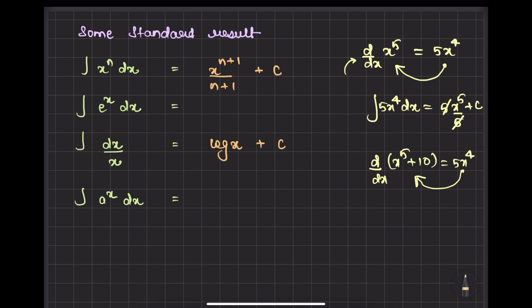Differentiation of log x is 1 by x. Therefore integration of 1 by x will become log x. I hope this was okay. Now what is integration of e power x? Same thing. If you differentiate e power x, you will get e power x. Now what is the integration of a power x? Integration of a power x is a power x by log a plus c.